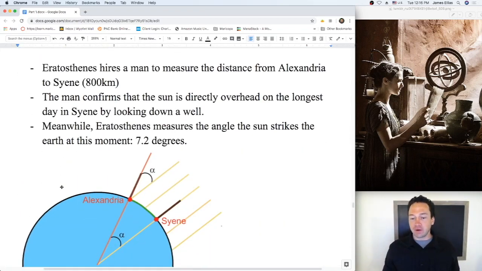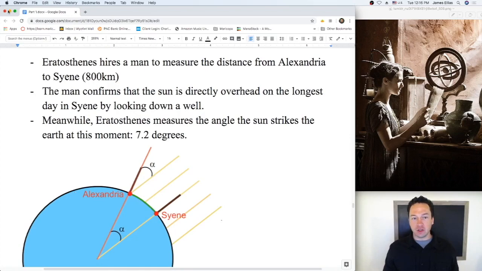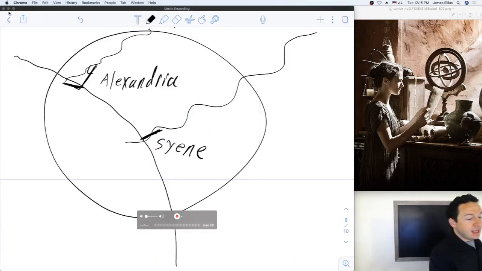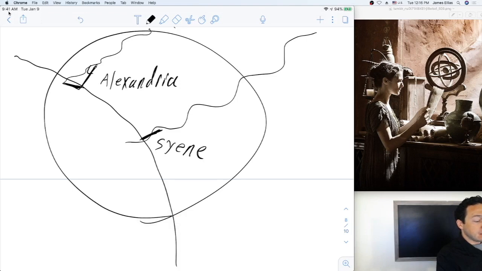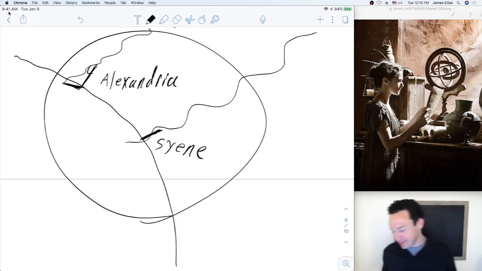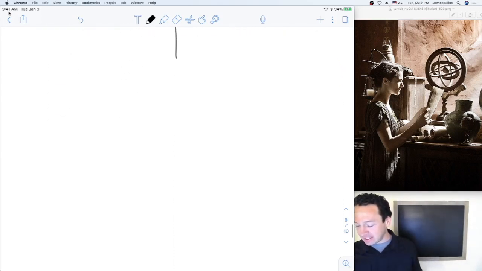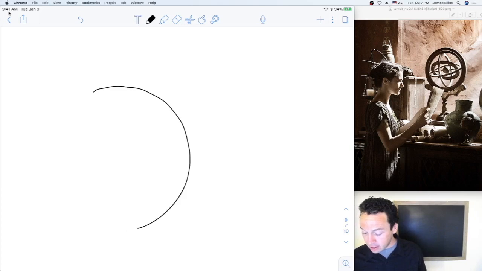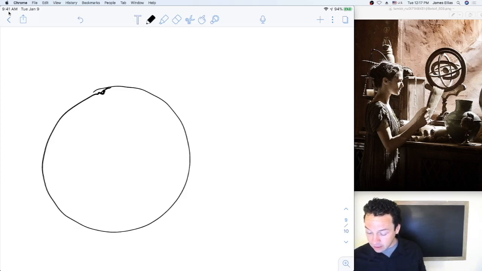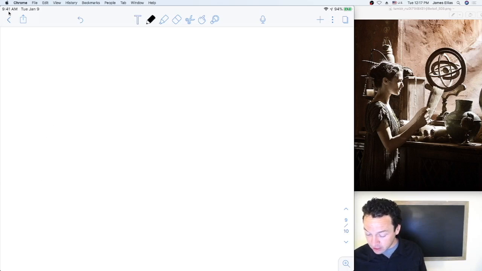So what he does first, let me show you what he does first. He gets a man to walk all the way from Alexandria to Syene. So Eratosthenes isn't going to do it himself. He's got better things to do. So he hires a man to use notability for him, since he can't draw either.